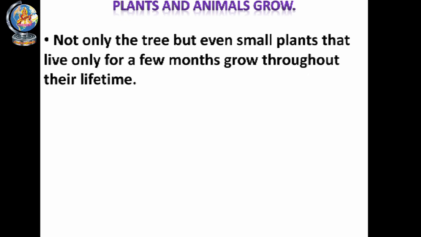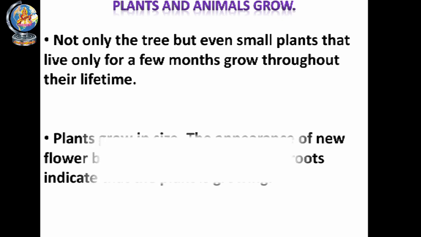Not only trees, but even small plants that live only a few months grow throughout their lifetime. You have observed this, right? If it is a small plant and you pluck a leaf from it, it will produce a new leaf every day, right? Small plants that live for a few months also grow throughout their lifetime. It doesn't mean that the height is fixed, or that after a point they will not get more leaves or flowers. It is not like that. Every plant will grow throughout its lifetime.